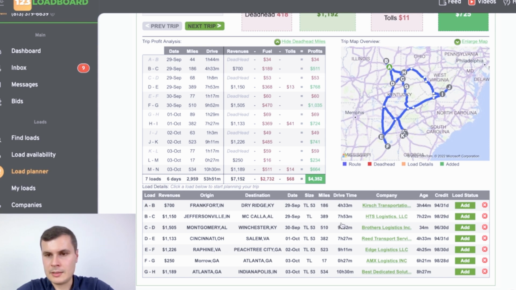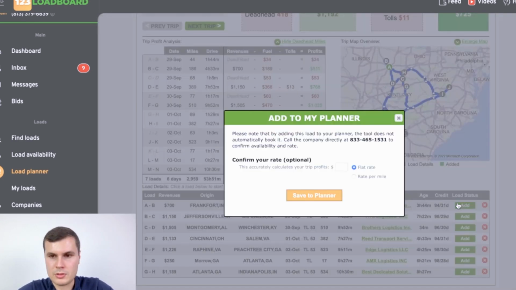I don't know in reality how this would work out. Obviously it hasn't booked these loads for me, but it provided me the company, so the brokers that have these loads, and now I can call these brokers. You see here, call the company directly to confirm availability and rate. So based on this route plan, I can start calling brokers and then negotiating.